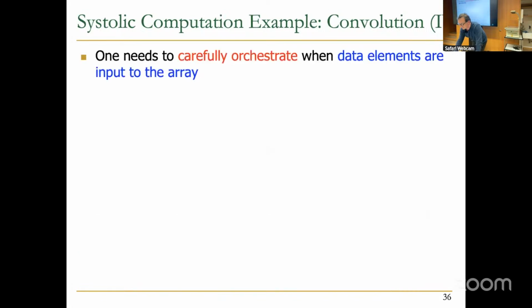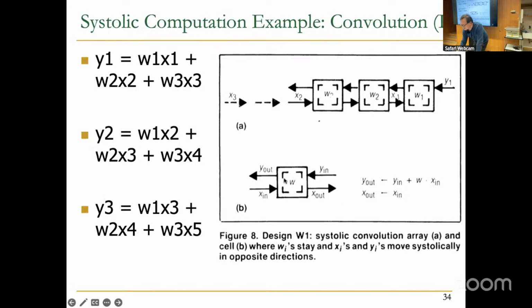Okay. So basically, hopefully it's clear that you need to carefully orchestrate when data elements are input to the array, right? So, okay, let me go back to this. So this is very specialized. You can change this, right? You can actually make it compute something else. It doesn't have to be convolution. It could be something else. But convolution is a nice example. It could also be matrix multiplication, as we will see, or something else essentially. So it could be anything if you think about it, right? It could be any specialized hardware over here, as long as you can orchestrate the data nicely.